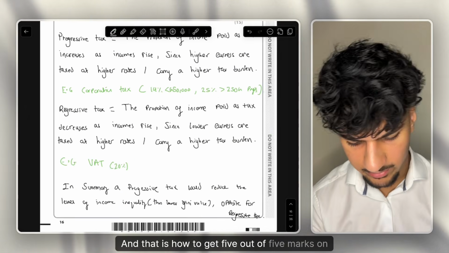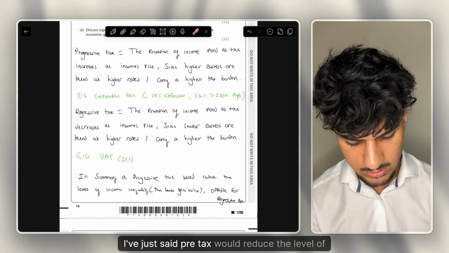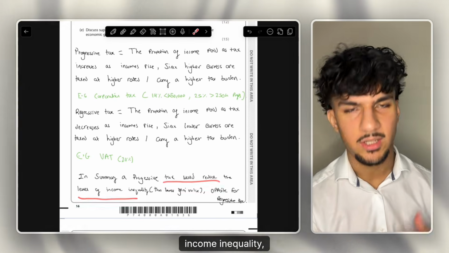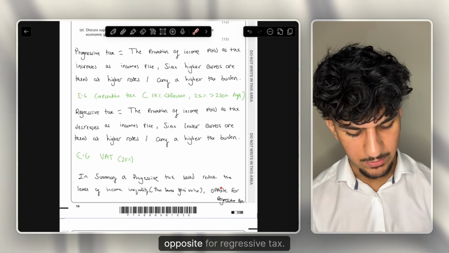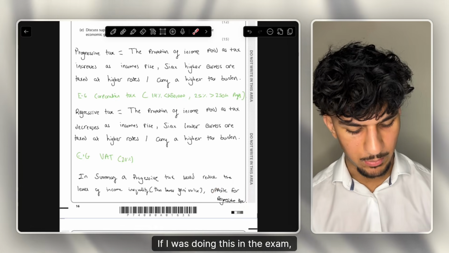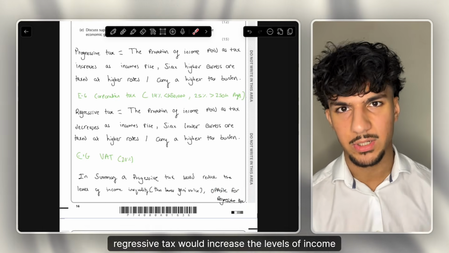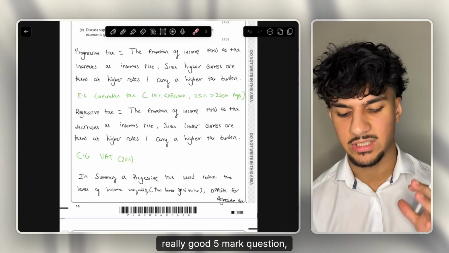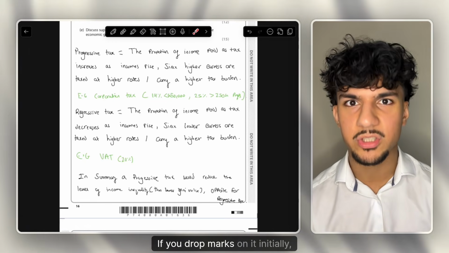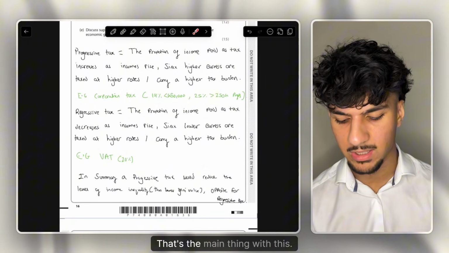Okay, and that is how to get 5 out of 5 marks on this 5-mark question. To summarise it all, I've just said progressive tax would reduce the level of income inequality, which of course means a lower Gini coefficient value, and then the opposite for regressive tax. If I was doing this in the exam, I would of course write it out. So regressive tax would increase the levels of income inequality, thus resulting in a higher Gini coefficient value. But yeah, really good 5-mark question, especially for revision. If you drop marks on it initially, do not worry, it's a great one, but make sure you improve from it. That's the main thing with this.